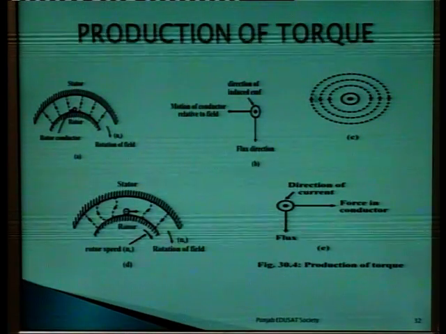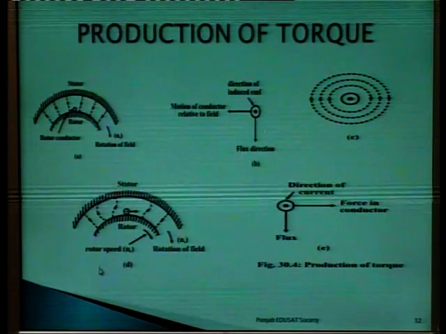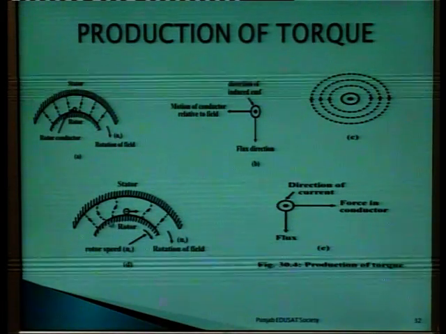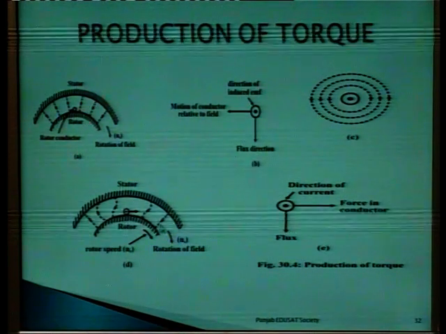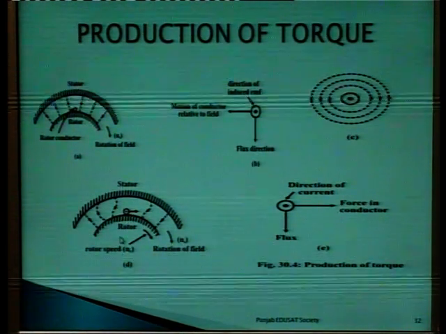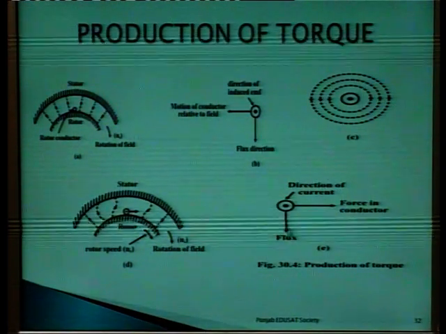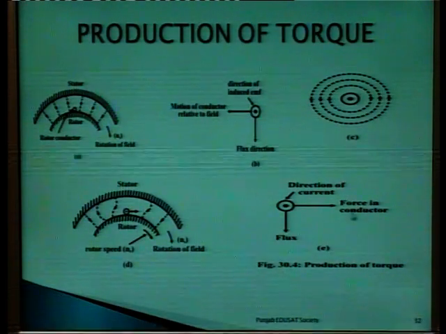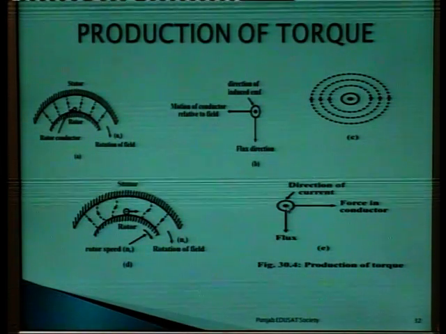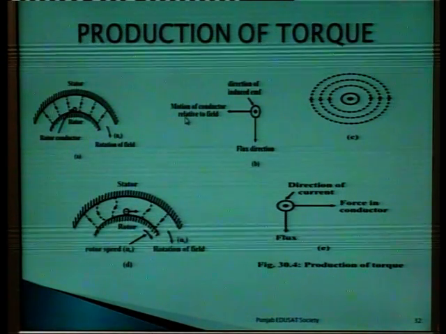Due to this direction of EMF induced in the stator, this conductor experiences a force that would be shown in figure D. In this way, this cuts the conductors, and rotation of field is in this way, and the rotor speed takes place in the same direction, and flux is here in this direction. Force on conductor takes place like this. Direction of current is shown in this figure. So, this is the way how production of torque is possible in an induction motor.